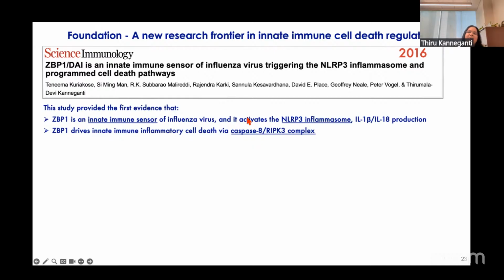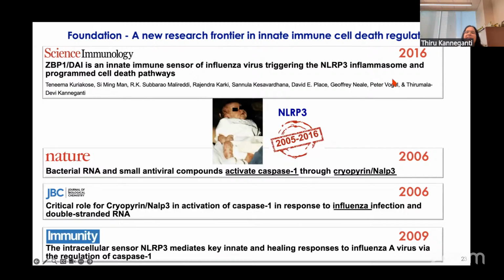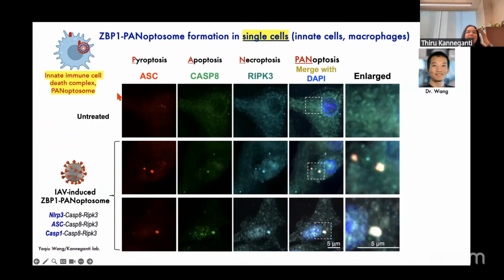And it didn't happen overnight. The discovery of ZBP1 happened over a decade because it began with NLRP3. We discovered influenza virus as a trigger for inflammasome activation. And we started asking what is upstream of influenza virus, and that's when we discovered ZBP1. So it took us almost a decade, 10 full years, to really discover ZBP1 as a sensor and cell death regulator. And then we began asking, does it happen in single cells?